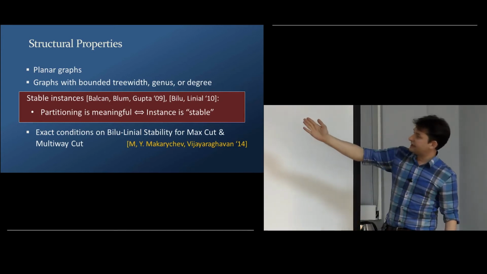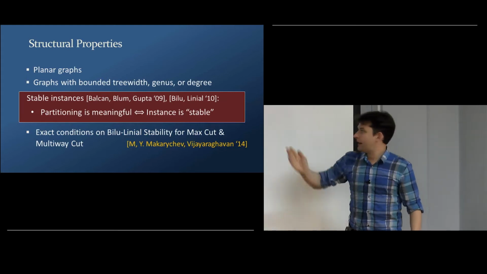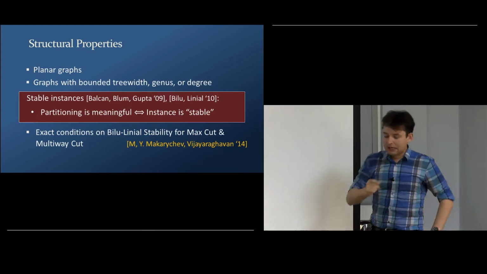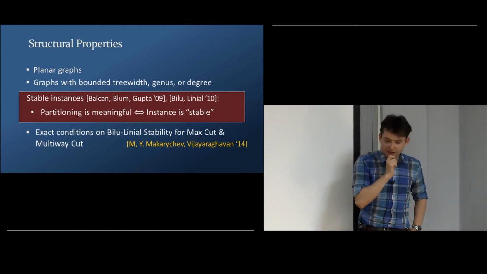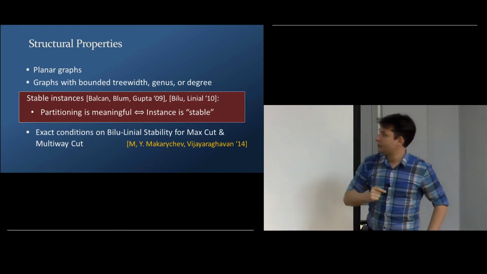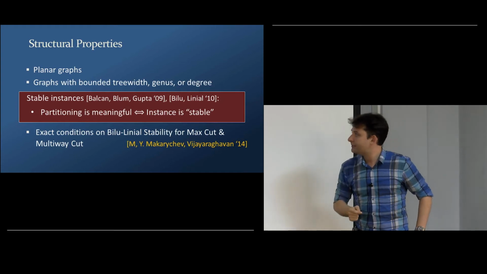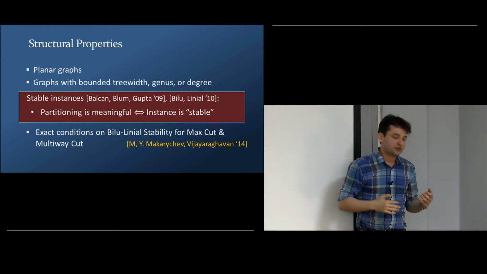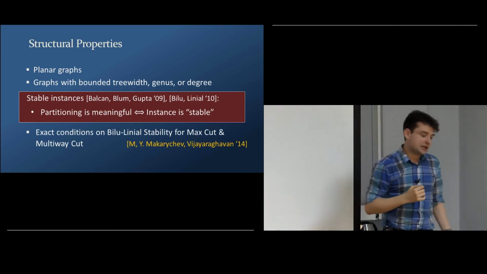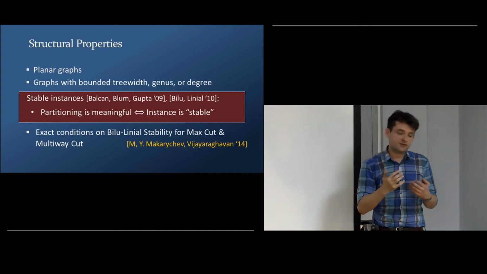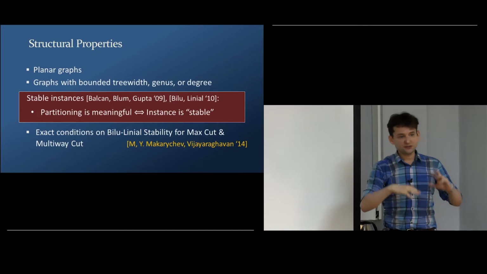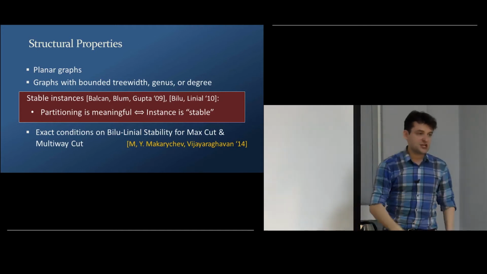There are other models like saying that our graphs have bounded tree width, maybe bounded genus, bounded degree. Recently, there were interesting works on stability, due to Balcan, Blum, Gupta, and then Bilu and Linial. Essentially, they argue that for many problems, especially problems arising in machine learning, there is an interesting notion of stability, which roughly speaking says that suppose we take a problem and then slightly change the parameters.